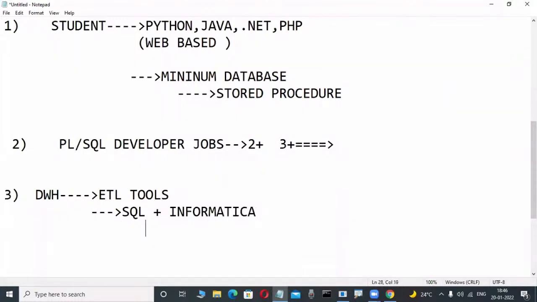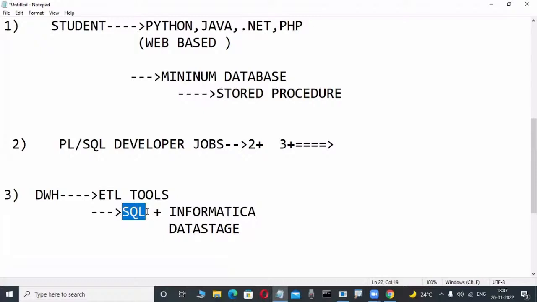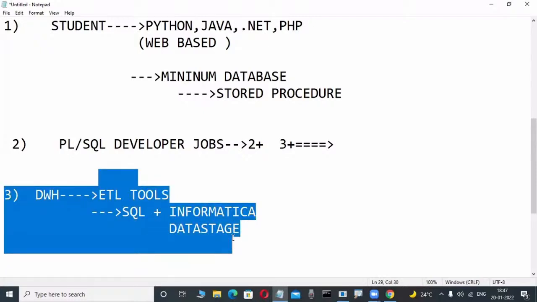Again, ETL tools are popular, such as Talend. These ETL tools have a graphical user interface, so only minimum knowledge of SQL is required. That's why people learn these courses for job purposes.